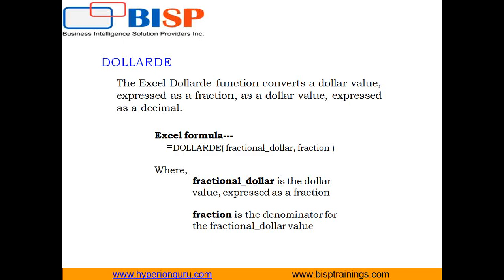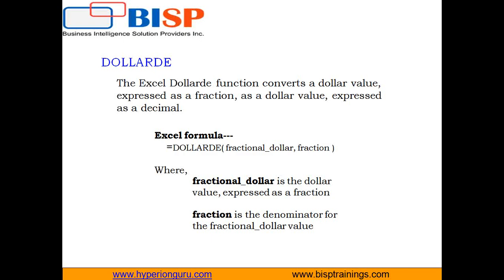Okay, so the DOLLARDE function of Excel takes two arguments. The first one is the fractional dollar and the second one is the fraction. The first argument is fractional dollar, it is the dollar value expressed as a fraction. It is a required argument, a number expressed as an integer part and a fraction part, separated by a decimal symbol. And the second argument is the fraction, which is also a required argument, the integer to use in the denominator of the fraction.